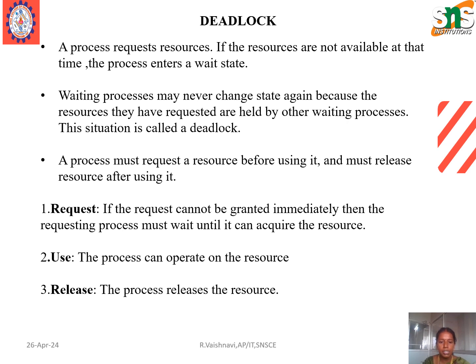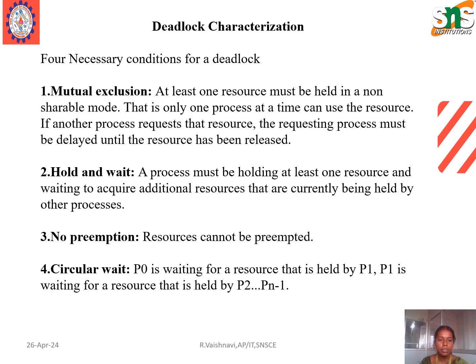A process must request a resource before using it and must release the resource after using it. First one, request. If the request cannot be granted immediately, then the requesting process must wait until it can acquire the resources. Second one, use. The process can operate on the resources. Third one, release. The process releases the resources.